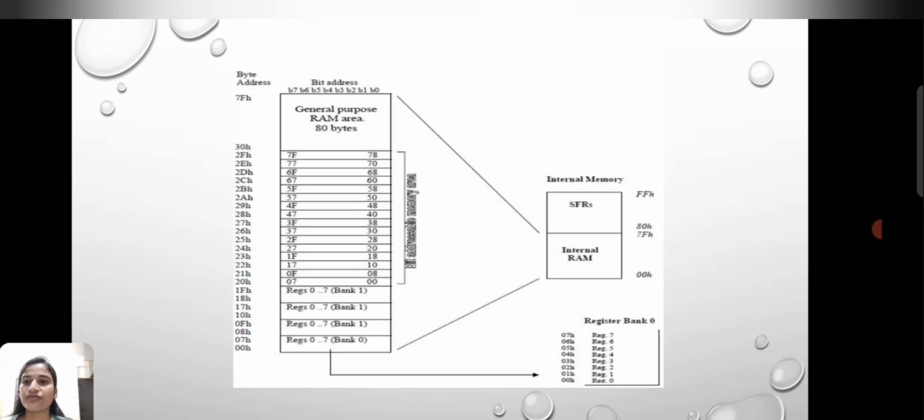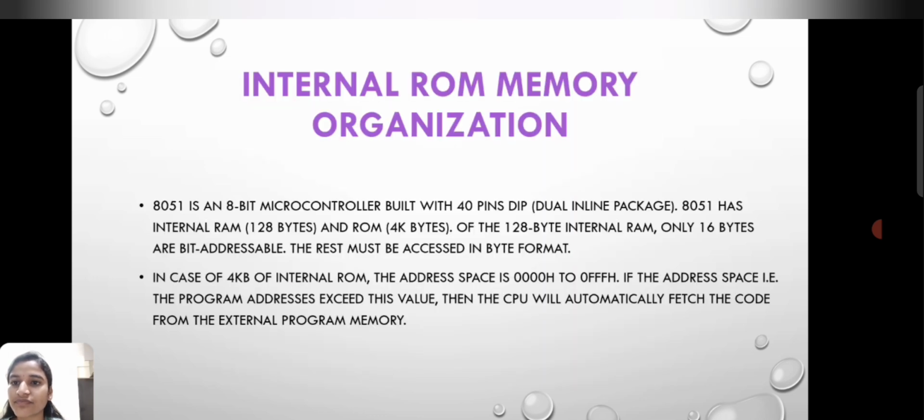Here it consists of bit addressable area, and generally this RAM consists of 80 bytes, where it consists of SFR registers and the internal RAM. Here it starts from 80H and ends with 7FH, where the bytes can store according to the registers.